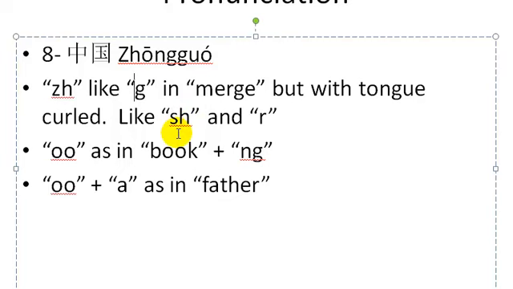With the SH, we curl the tongue, sh. With the R, we curl the tongue in the same spot, r. And then ZH, we curl the tongue in the same spot and go zh. We make a j sound, like a j sound almost. And then in the second part, we have ong, ung, jong. And it's the first tone.